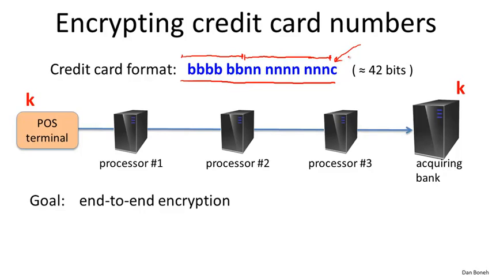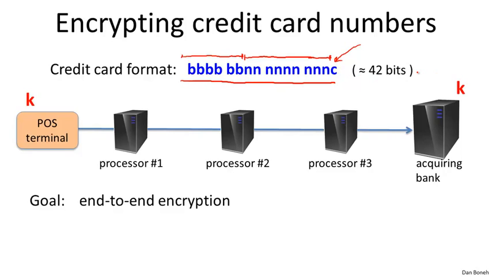So there are about 20,000 BIN numbers, and so if you do the calculation, it turns out there are about 2 to the 42 possible credit card numbers, which corresponds to about 42 bits of information that you need to encode if you want to represent a credit card number compactly.